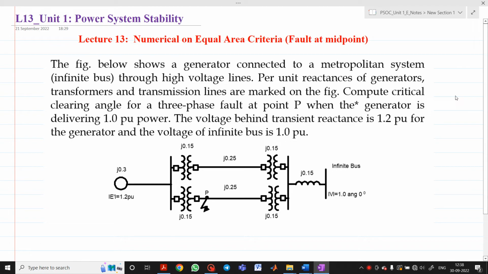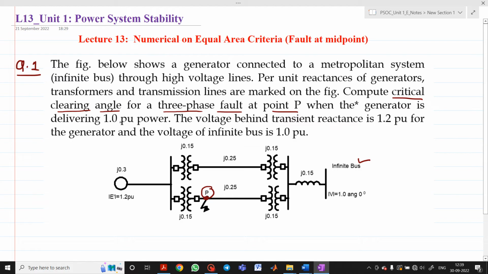In this video lecture, we are going to discuss a numerical on equal area criteria. Consider the first numerical. The figure below shows a generator which is connected to a metropolitan system, that is nothing but an infinite bus, through high voltage lines. Per unit reactances of generators, transformers and transmission lines are given in the figure. We have to find the critical clearing angle, that is delta CR, when the three-phase fault occurs at a point P. So this is the location or position at which the fault will occur.